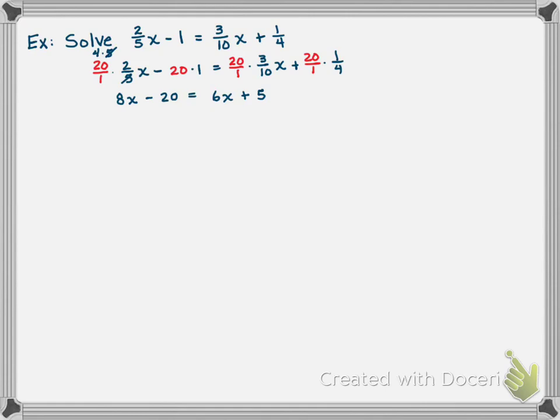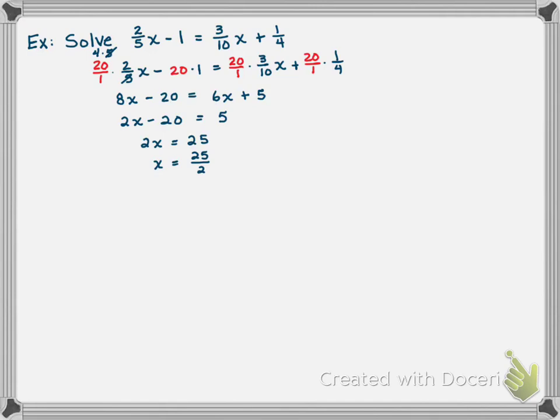So I'm going to subtract 6x from both sides of the equation. Subtracting 6x from the left side gives me 2x minus 20. Subtracting 6x from the right side gives me 5. And then we'll add 20 to both sides. So that gives me 2x on the left and 25 on the right. And then divide both sides by 2, which gives me x equals 25 halves. And we are going to leave it as a fraction.